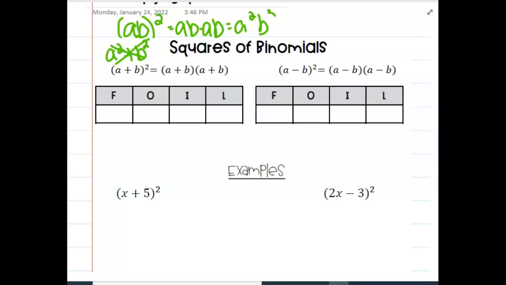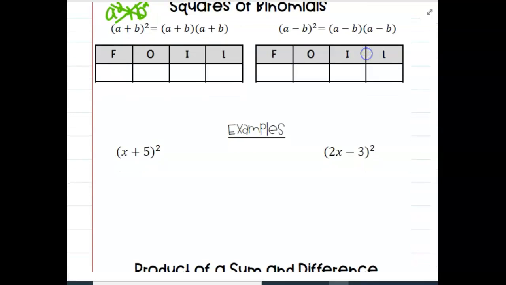A plus b quantity squared. That's a plus b times a plus b. That's not going to give you a squared plus b squared. Let's watch. Let's FOIL this, and I'll show you what we are going to get. So if we were to FOIL a plus b times a plus b, notice you have the same exact thing in both sets of parentheses. Signs, numbers, everything. It's all the same.